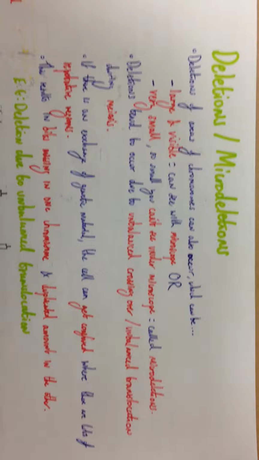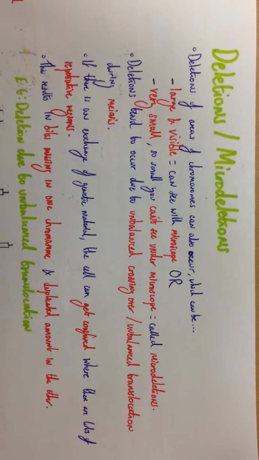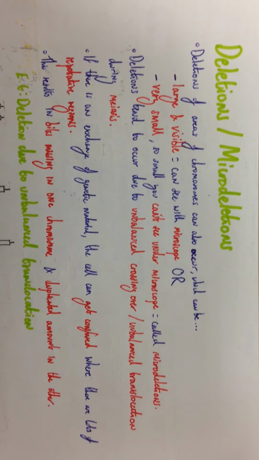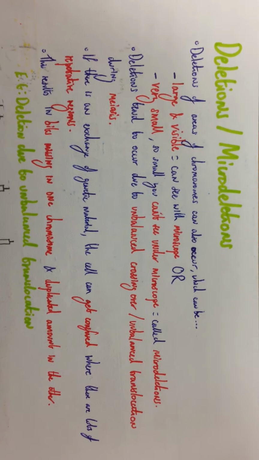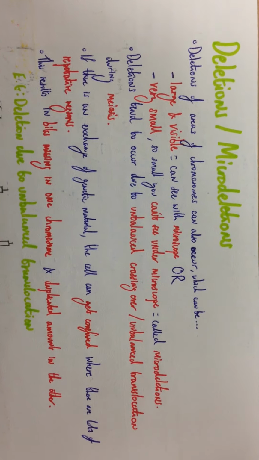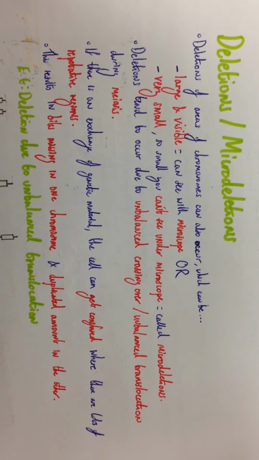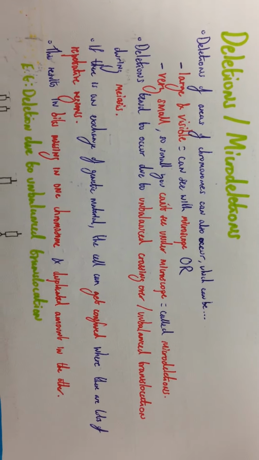Okay, so we're finishing off with deletions and microdeletions. Deletions of areas of chromosomes can also occur. These deletions can be large and visible, seen with a microscope, or very small, so small that you can't even see them under the microscope. These are called microdeletions. Deletions tend to occur due to unbalanced crossing over or unbalanced translocation during meiosis.